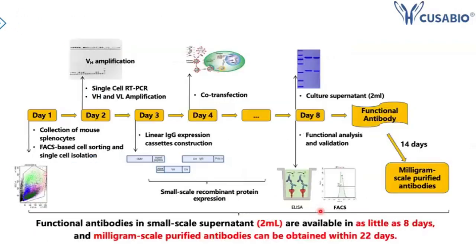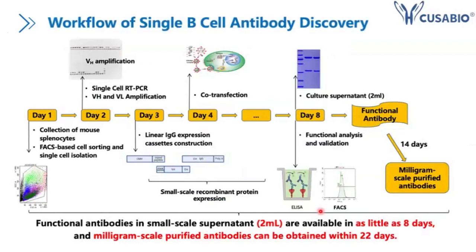So with the 2 features that I mentioned in the CUSABIO single B platform, this is our workflow for antibody discovery using the single B cell platform. The take-home point here is that the functional antibodies in the small-scale supernatant, like the 2 mL, will be available in as little as 8 days. And if our customers want milligram-scale purified antibodies, we can deliver the purified antibodies to them within 22 days.